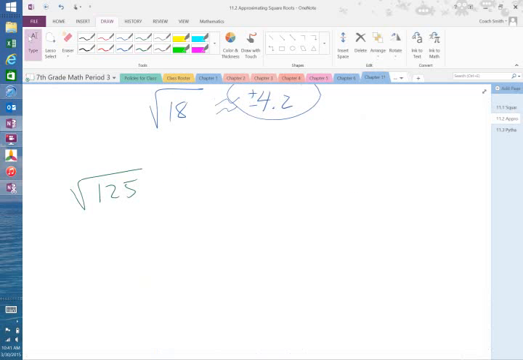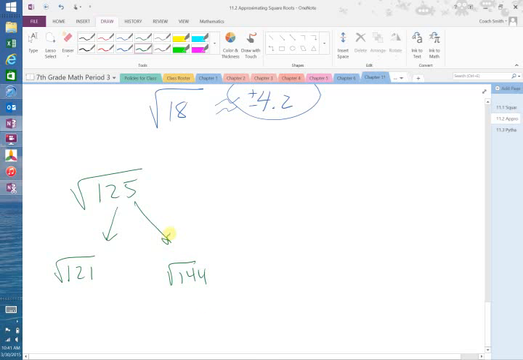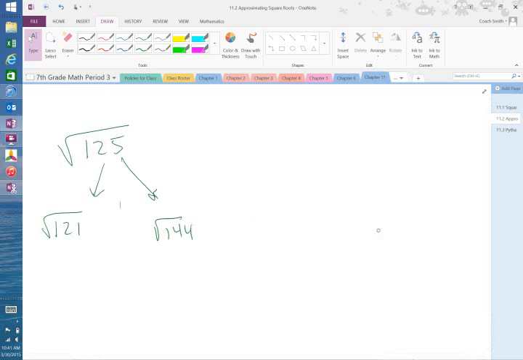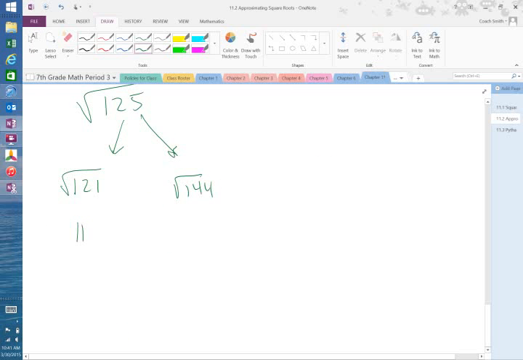So, once again, it fell between the square root of 121 and the square root of 144. Now we know square root of 121 is 11, square root of 144 is 12, and so we know that it falls in between those two. We know that 125 minus 121 is only 4. So it's 4 away from 121. So we know it's going to be on this lower end, in that 11.1, 11.2, 11.3 range.